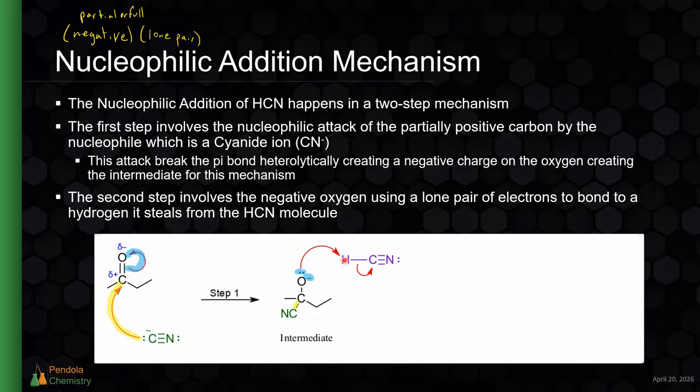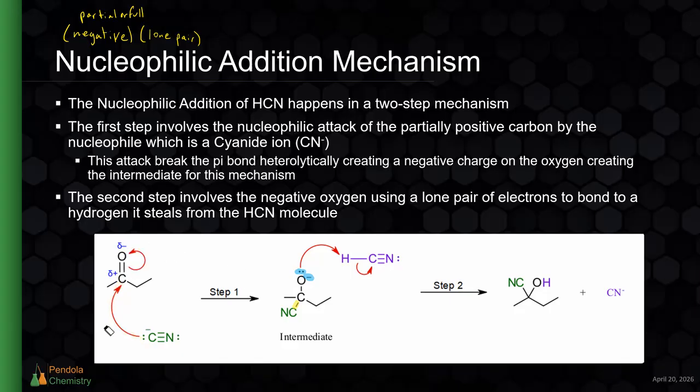That will cause the carbon-hydrogen bond to break heterolytically, giving the lone pair of electrons to the cyanide, and essentially turning this oxygen, this oxide, the O minus, into an OH. And that hydrogen cyanide will just turn into a cyanide.